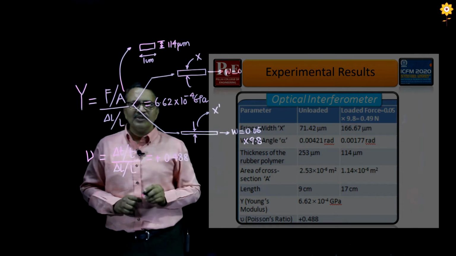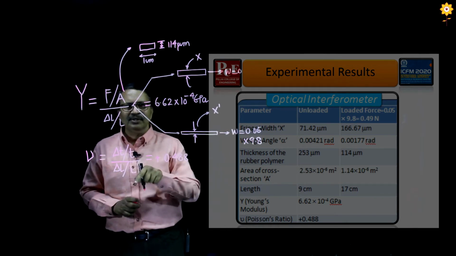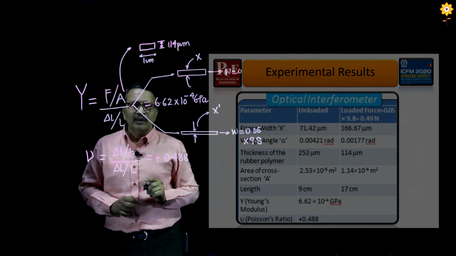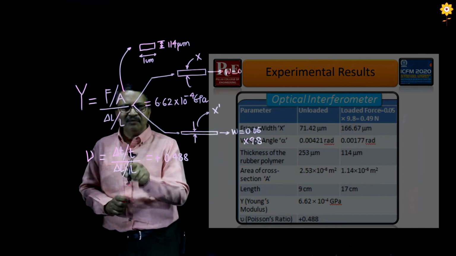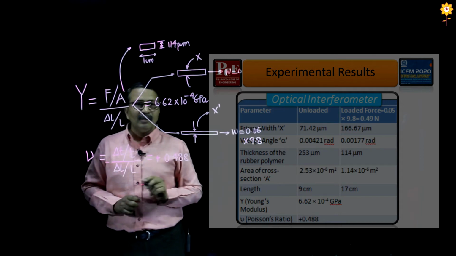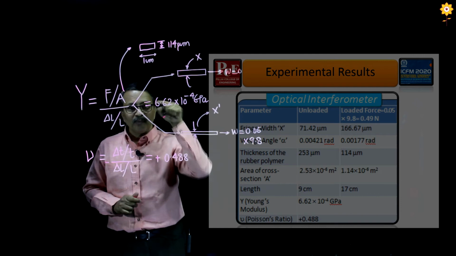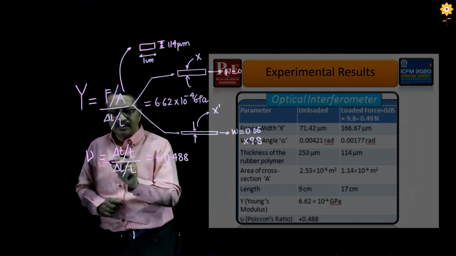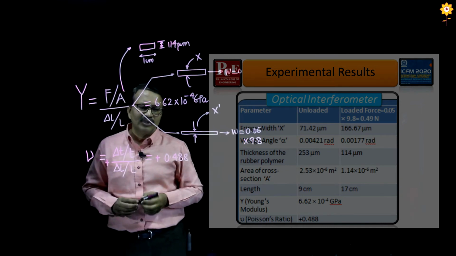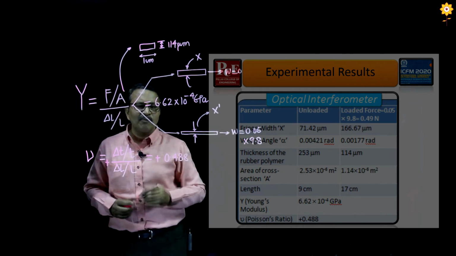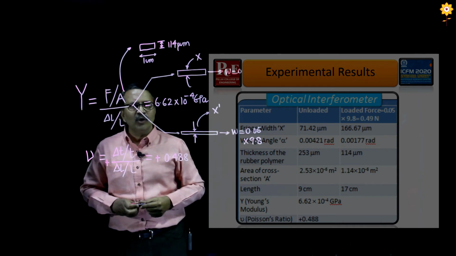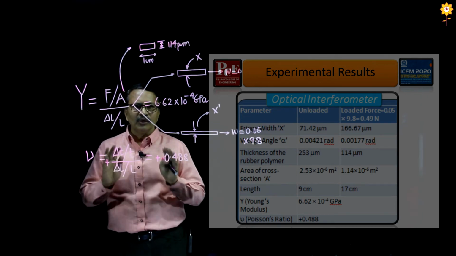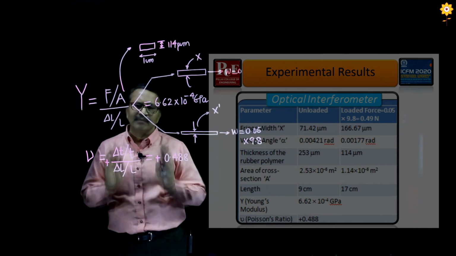Whereas in this particular case, your final thickness is less than your original thickness. This will stay positive. So eventually, because of this negative delta L, you will get a negative value. But by definition itself, I am putting a negative sign initially, and hence due to all this, this turns out to be a positive value. So this thing has to be noted. So hence it is plus 0.488, and that's the value of your Poisson's ratio that we are obtaining for this particular sample using the optical interferometer method.